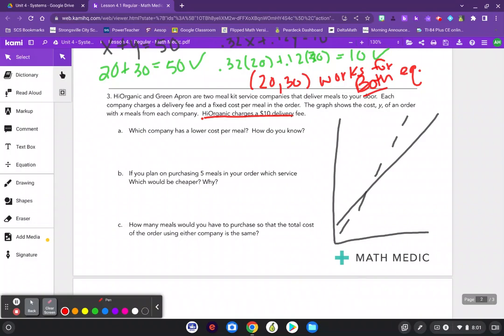I just want to point out, it says, which company has a lower cost per meal? And I just want to remind you that when I'm comparing 2 units, I'm looking at a rate. A rate compares 2 units. And rate, to me, is associated with the word slope. And so in order to answer this question A, we're looking at this idea of slope in order to help us answer the question. So go ahead and see if you can answer problem 3.